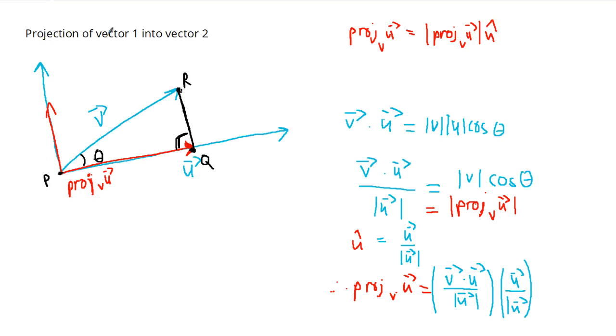Next is projection from vector 1 onto vector 2, which is a little bit confusing. Projection from vector 1 into vector 2. This is wrong, right? Replace all the projection VUs you see with projection UV. Wait, I think it's actually correct. Yeah, projection of vector V onto vector U. Yes, that should be correct.